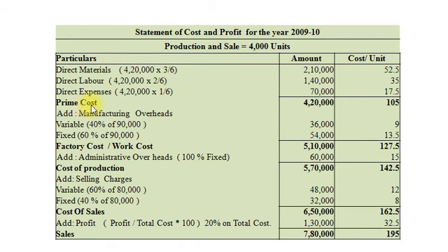Now in prime cost we will add manufacturing overheads, which is 40% variable and amounts to 36,000, and per unit rupees 9. 60% fixed amounts to rupees 54,000, and per unit rupees 13.5.